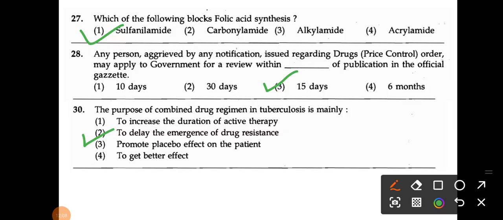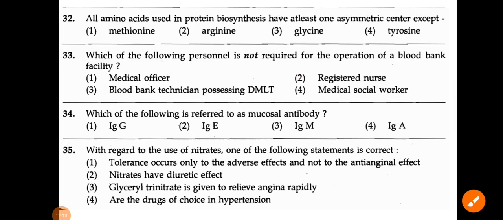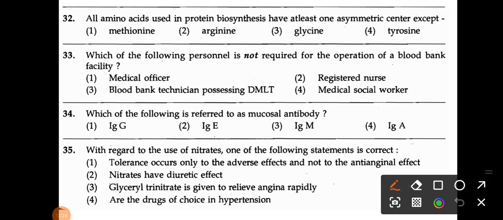So okay, the next question: all amino acids used in protein biosynthesis have at least one asymmetric center except, methionine, arginine, glycine and tyrosine. So what is the answer here? That is glycine, because glycine is the amino acid which does not have any chiral center, right?